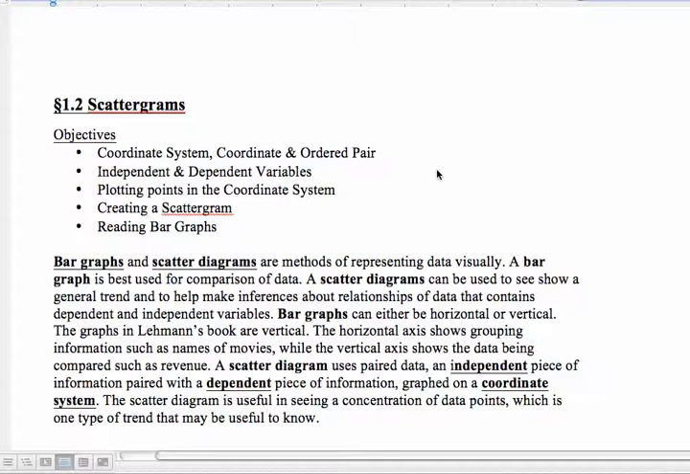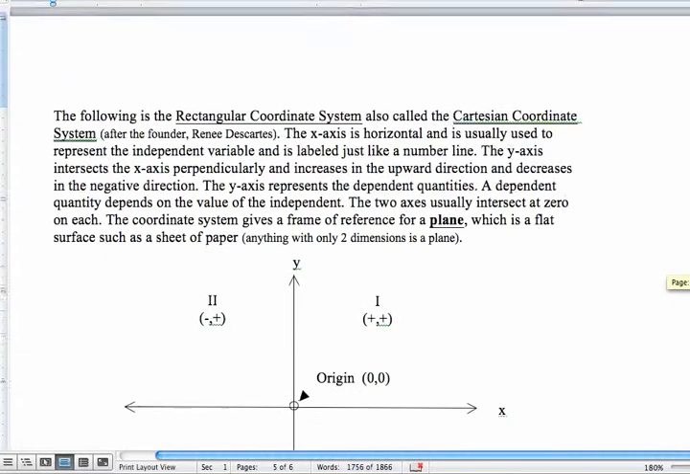The relationship between independent and dependent is exactly what you would expect. Independent meaning that you have a piece of information that can come from anywhere, and then there's a piece of information that is dependent upon that relationship between independent and dependent. A scatter diagram uses paired data, and the independent is paired with a piece of dependent information, and it can be graphed on a coordinate system, and that's where we're going to spend some time right now. So allow me to scroll down the notes here and we'll take a look at the coordinate system.